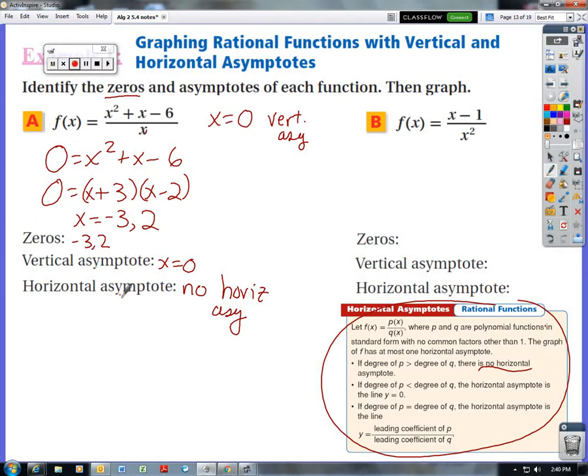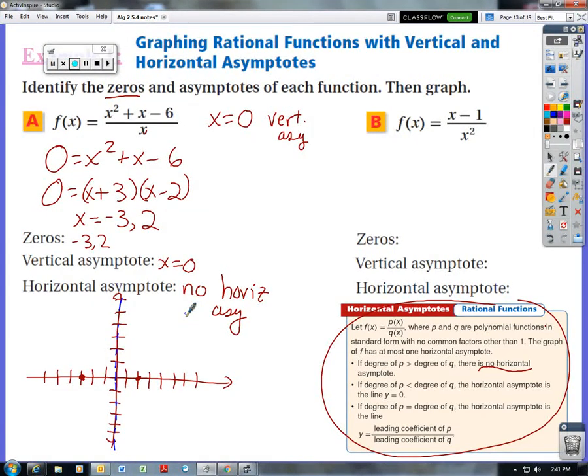Now it says to graph all this. Zeros, negative 3 and 2, so I'll put some tick marks on here. Here's negative 3, here's 2, those are my zeros. Vertical asymptote, x equals 0. Let's go to a different color so we can see it, because it's going to have to go right on that axis. And there is no horizontal asymptote. So that means it's not going to level off. So it probably is going to do something like it could go like that. It might go like this. It's hard to tell without graphing more points.